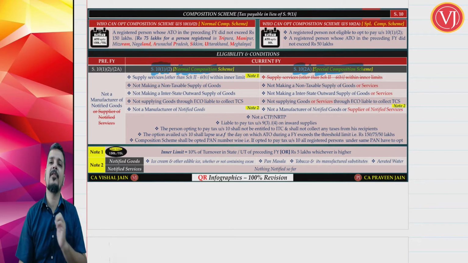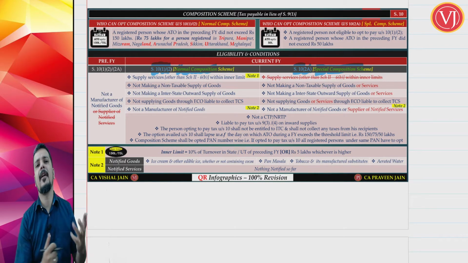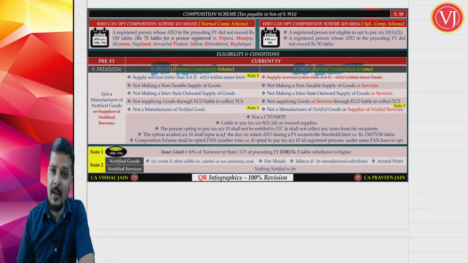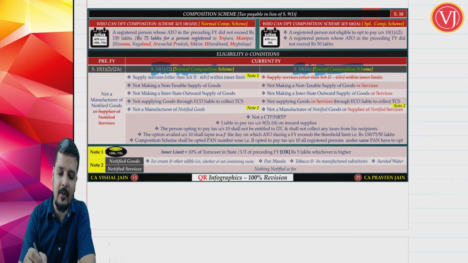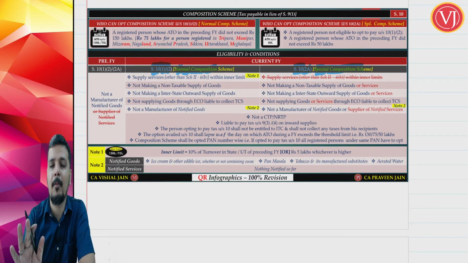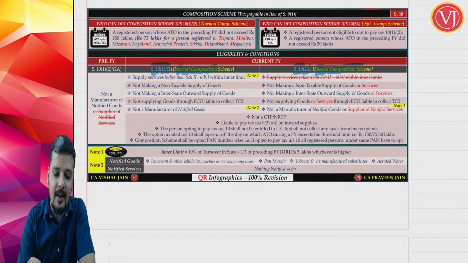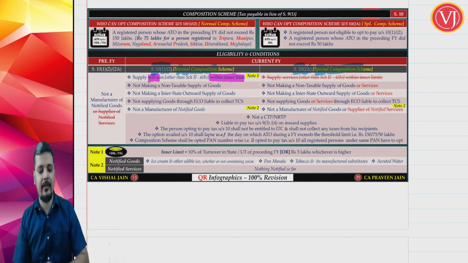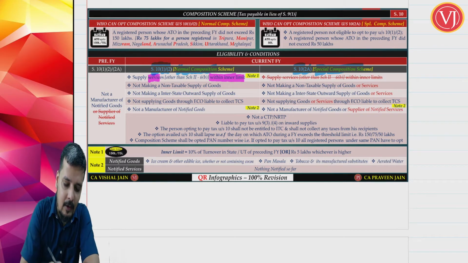And special composition scheme is for those who cannot enter inside normal composition scheme. So if you want to talk about eligibility, we have discussed. When you talk about normal composition scheme, it is all about goods plus food related services. Can a small portion of service be there? Yes, supply of services, a very small portion within the inner limit can be there. What is that inner limit? We'll discuss.